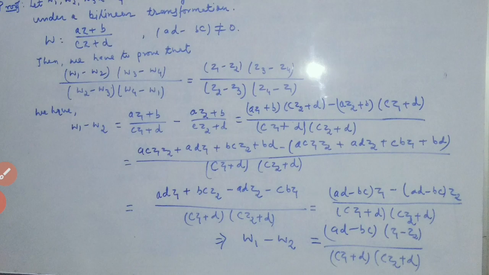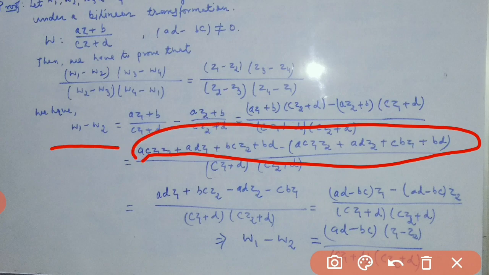Now this is equal to (AZ1 plus B) divided by (CZ1 plus D) minus (AZ2 plus B) divided by (CZ2 plus D). Now taking the LCM, we have in the denominator (CZ1 plus D) into (CZ2 plus D). Now in the numerator we have (AZ1 plus B) into (CZ2 plus D) minus (AZ2 plus B) into (CZ1 plus D). Now we simplify this bracket portion.